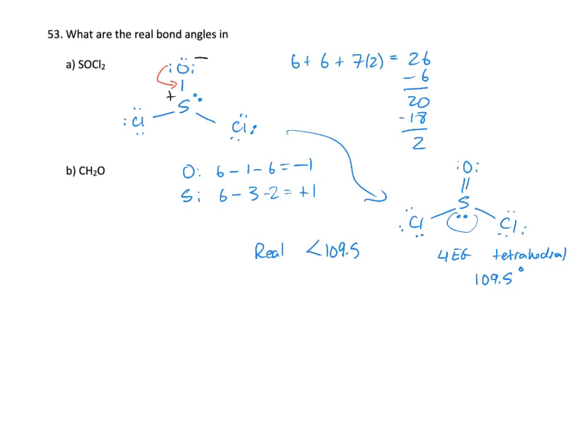You can kind of think of it as maybe looking like this structure up here on the top right, where you have sulfur, a lone pair, Cl, Cl, O, with our electrons, with these bond angles being slightly less than 109.5.